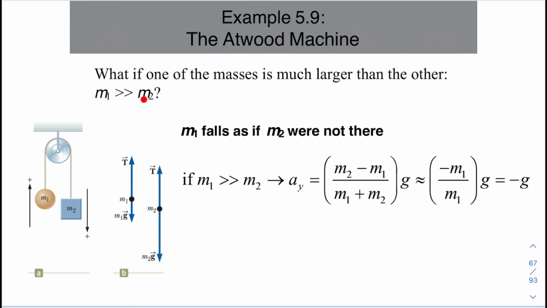This is the meaning of this assumption. So you will get negative G. What does that mean? M1 is going to fall according to the free fall case, freely, as if M2 were not there, because it has no effect.